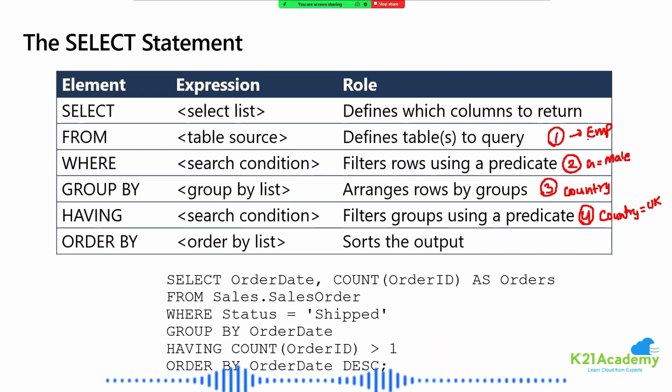Then the fifth statement to be executed is your select query. And finally, you have the order by clause. So this is the exact sequence of execution whenever we work with select queries or select statements.